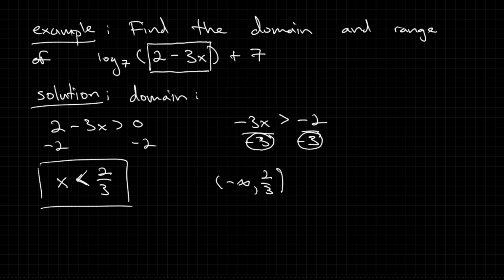In order to answer the question about the range, all I'm going to do is observe that we have some transformation of log base 7. There's a horizontal shift, horizontal reflection, horizontal compression, and a vertical shift. But all of those transformations are not going to affect the range because the range is all real numbers.